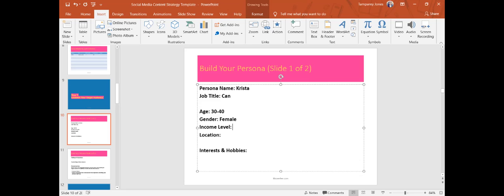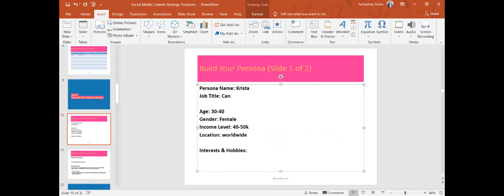So their income level, I don't know. They may make 40 to 50K a year, right? Their location. I have an online store, so my location is pretty much everywhere. So from Indiana to Miami. I have customers in Louisiana. I have customers in Canada. So my location is going to be worldwide because I ship everywhere. I've shipped to the Bahamas several times. Puerto Rico has been one of my biggest supporters as well. So I'm worldwide. And then their interests and hobbies.